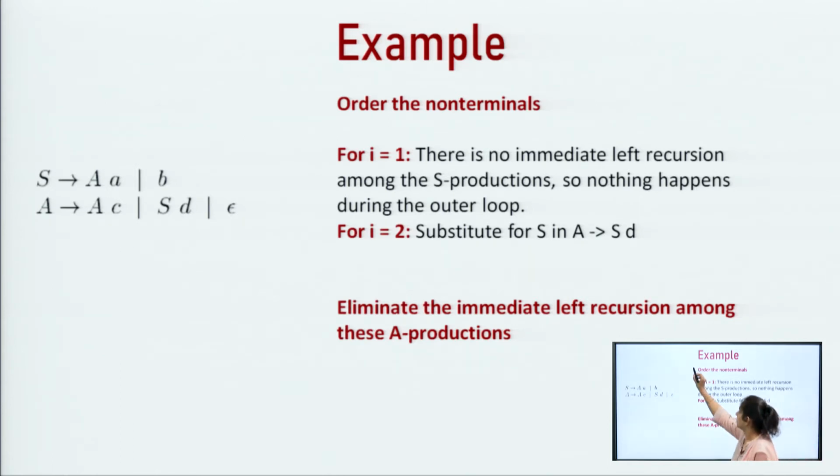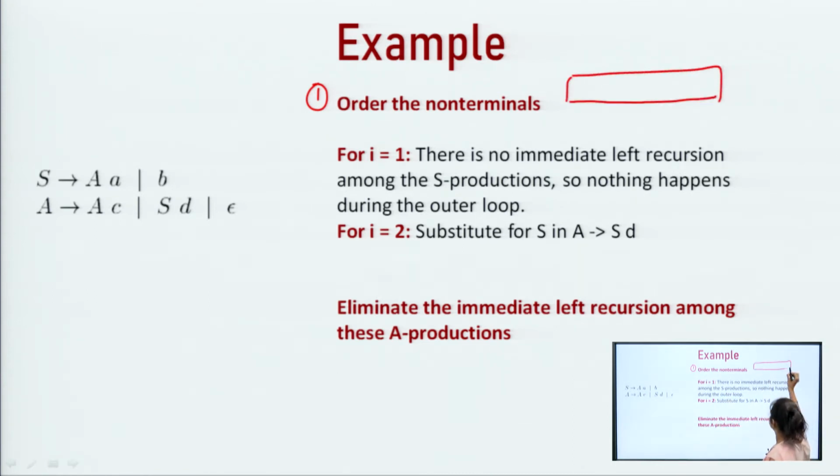First step is to order the non-terminals. In the grammar the non-terminals are capital S and A. So, we will order them: S is at the first index and A at the second index, 1 and 2, two non-terminals. Now, we will execute this loop for I equal to 1 to n, where n is the number of non-terminals. Here we have only 2 non-terminals, so it will execute for I equal to 1 and 2.